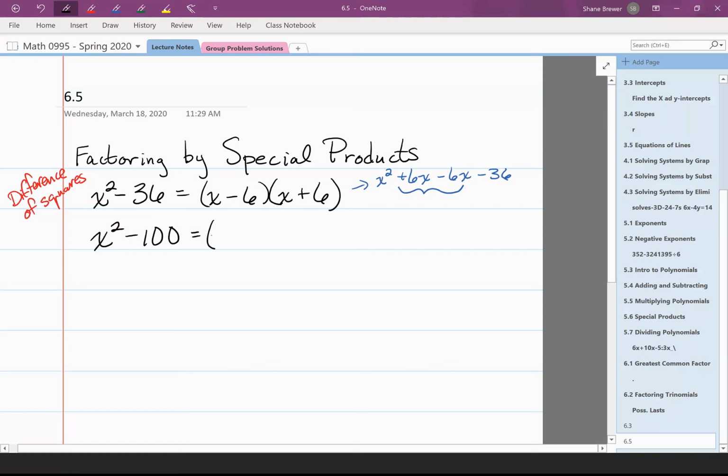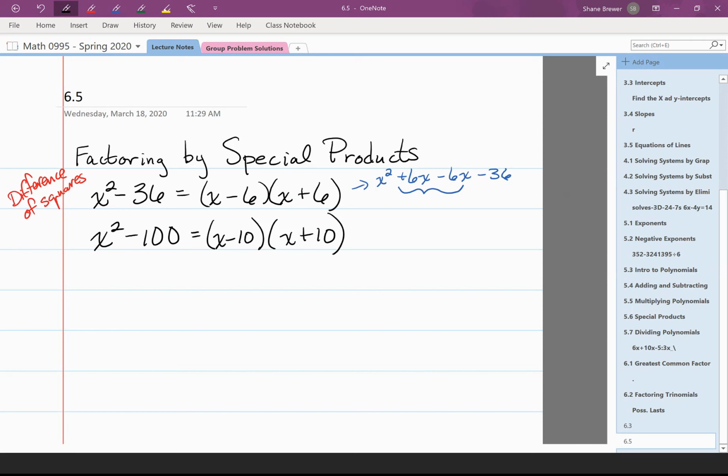And all you got to do is identify what's being squared. Of course, the x is being squared, but also 100 is 10 squared. So x minus 10 and x plus 10. Right? And that's the factorization. It's really kind of nice. We don't have to unfoil and do the possible first, possible last. We just recognize the pattern.